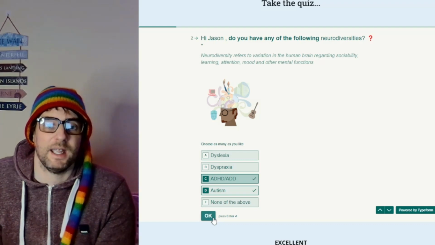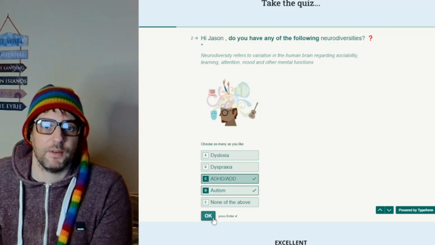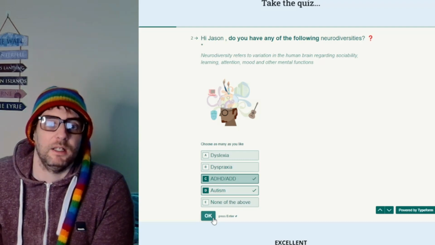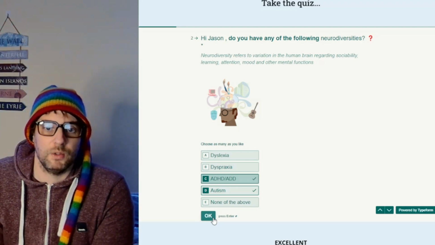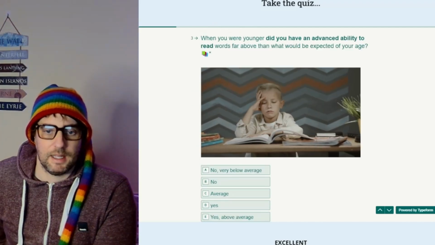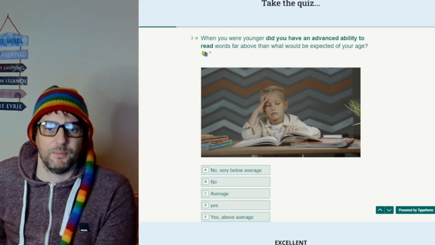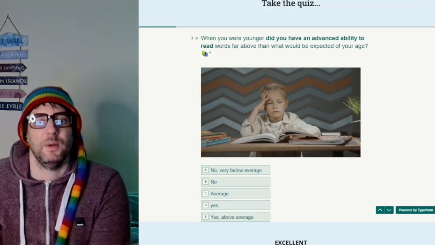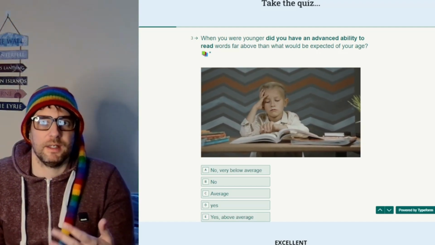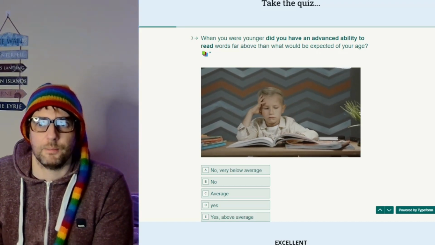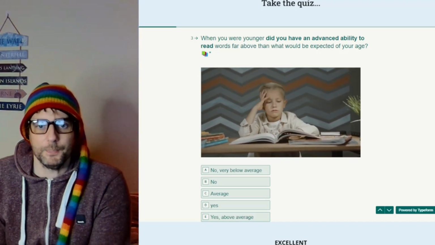So it gives a little explanation here as well of neurodiversity, which refers to variation in the human brain regarding sociability, learning, attention, mood, and other mental functions. So as you can see, there's lots of pictures and video-y sort of stuff in this, which is great because I think this will be aimed towards younger people as well, because it's a test that is probably best carried out for younger people.